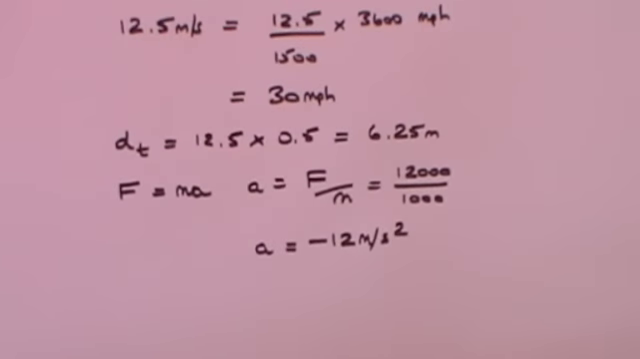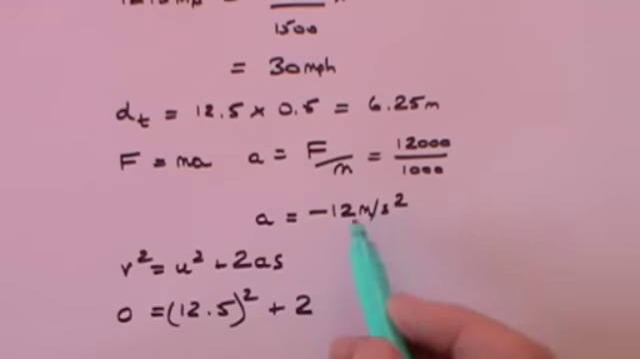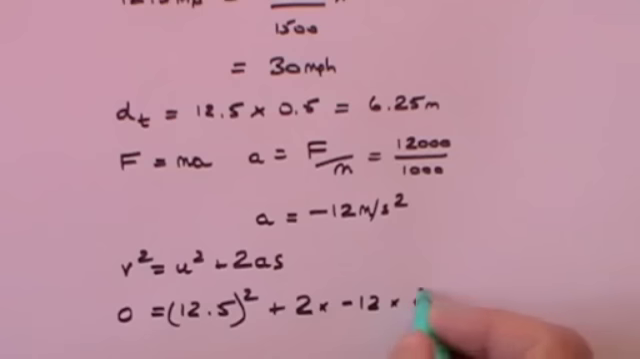And now we can apply that to the formula v squared equals u squared plus 2as. We know that v, the final velocity, is 0 because that's when the car stops. We know that u is 12.5 because that's the initial speed of the car, so that's squared, plus 2 times, the acceleration is minus 12, times the distance, which is what we're trying to find. We'll call this ds, the stopping distance.